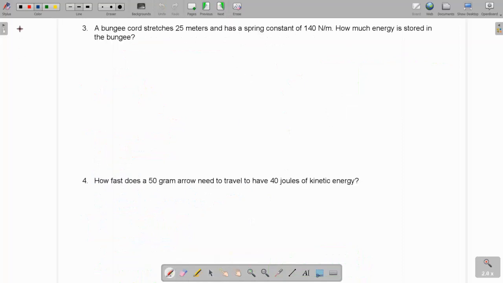So this one says a bungee cord stretches 25 meters and has a spring constant of 140 newtons per meter. How much energy is stored in the bungee? Okay, so it stretches 25 meters, has a spring constant of 140 newtons per meter. How much energy is what we're solving for? Okay, so this is clearly talking about something that is stretching and has elastic energy. Okay, so we are going to use our elastic energy equation. And that is the one that looks like this.